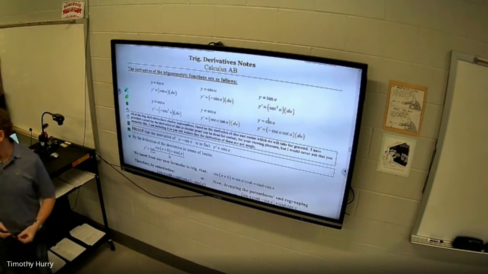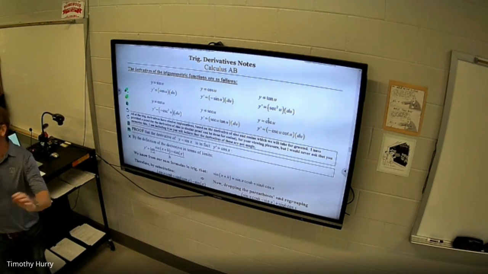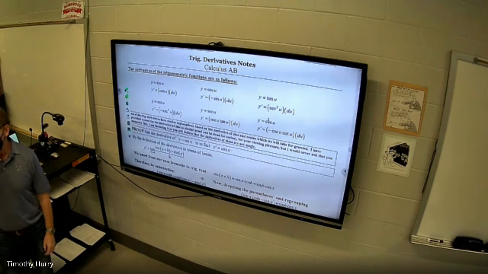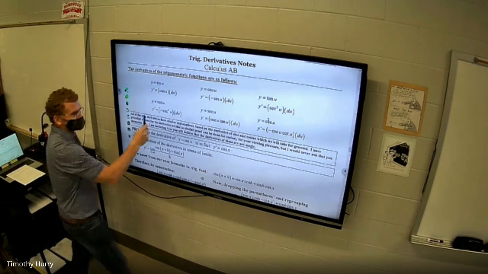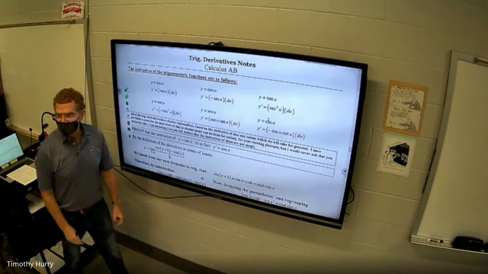They all have du. That's the chain rule, right? So they're all going to have that for sure. What else? Which ones are negative? Which ones have negative derivatives? Oh. All the co's. So the cosine, the cotangent, and the cosecant are all going to have negative derivative values. Okay? Now here's something else I noticed.